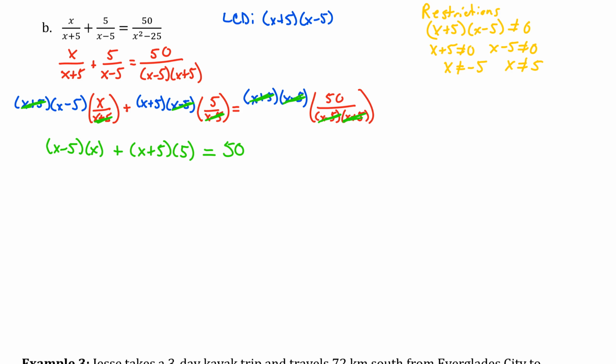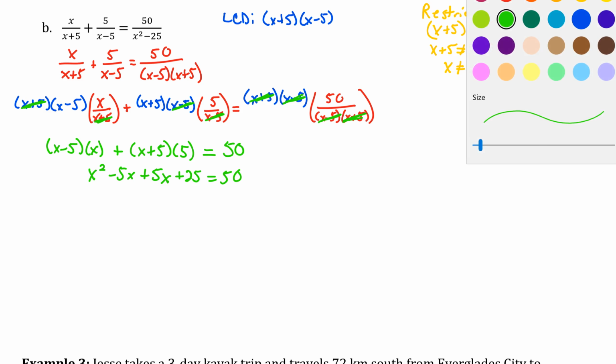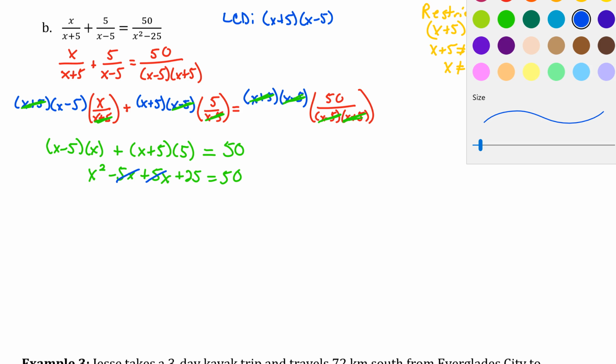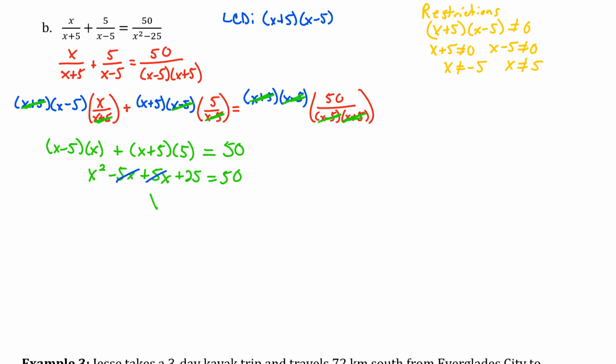So now I'm going to distribute the x into the x minus 5, so x times x gives me an x squared, x times a negative 5 gives me a negative 5x. 5 times x gives me a 5x. 5 times 5 gives me a 25, equals a 50. And let's see here, the 5x's cancel out, leaving me with an x squared plus 25 equals 50.